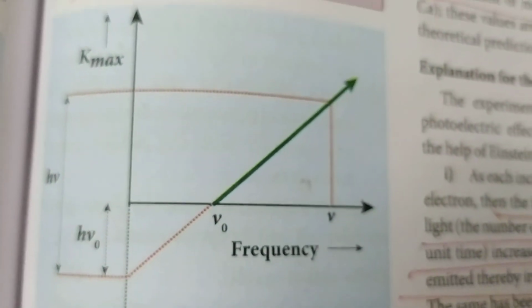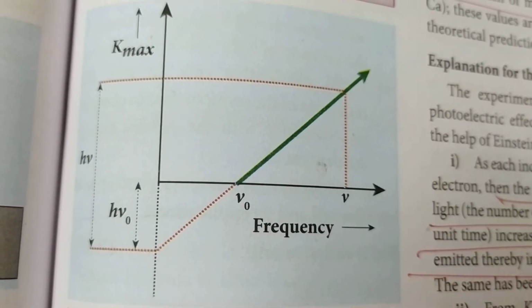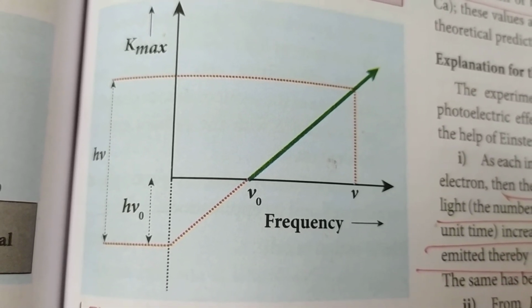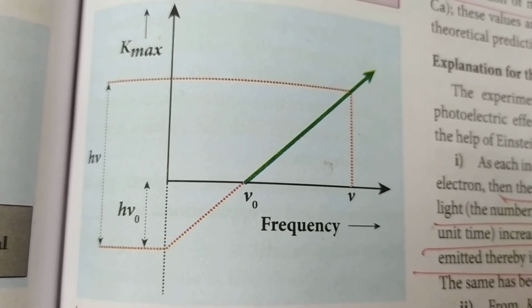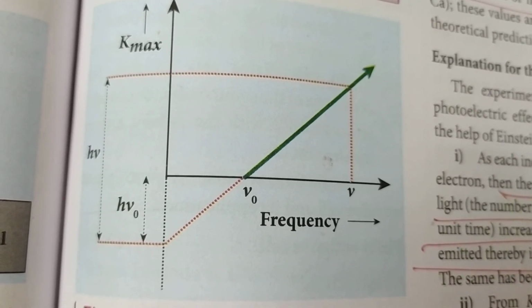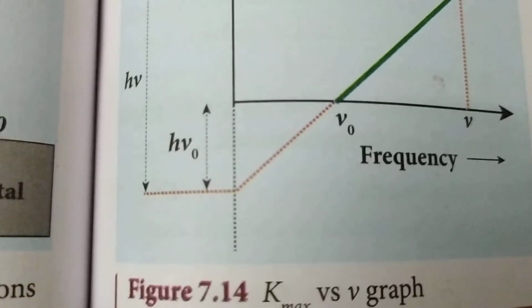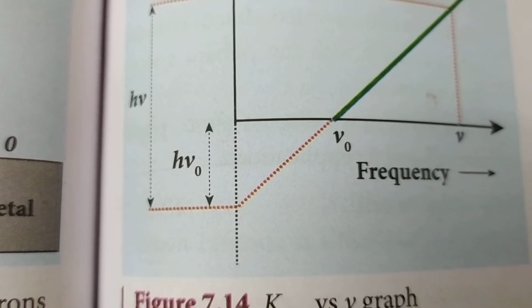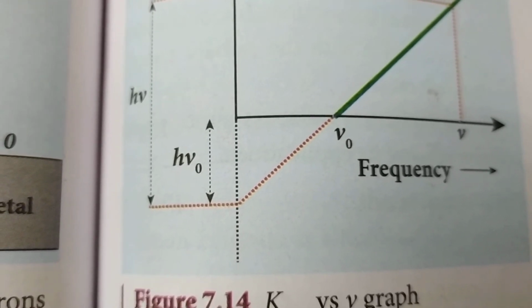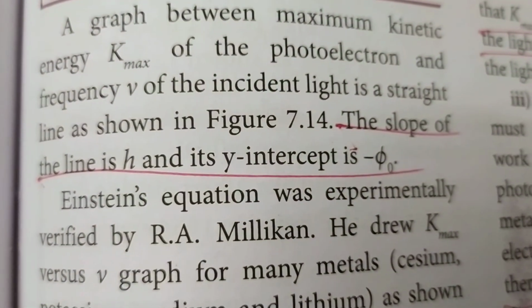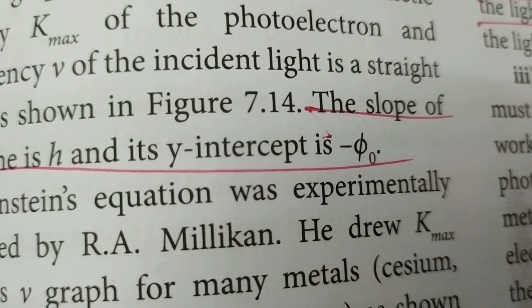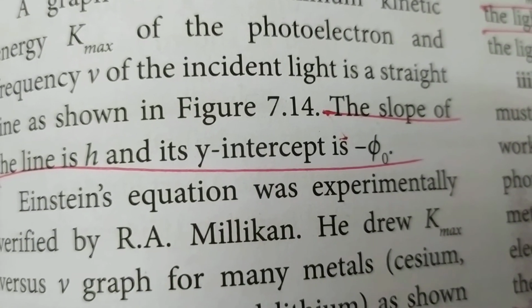And when you see this diagram, you are drawing a graph between frequency and the maximum kinetic energy. When the frequency increases, the kinetic energy also increases, and below this frequency there is no emission of photoelectrons. And so this is the intercept. Intercept means on the axis it reaches a particular place, and this value is called h nu naught. So here the slope of the line is h, and its y-intercept is minus phi naught.